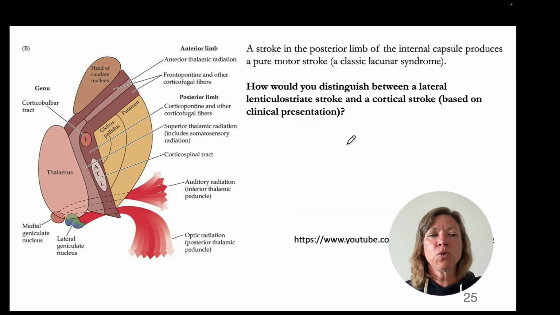A stroke in the posterior limb of the internal capsule produces what's called a pure motor stroke, a classical lacunar syndrome. We'll talk more about that as the course proceeds, but a question for you to think about right now is: how would you distinguish between a lateral lenticulostriate stroke causing ischemia in the posterior limb of the internal capsule only and a cortical stroke based solely on clinical presentation without using imaging?